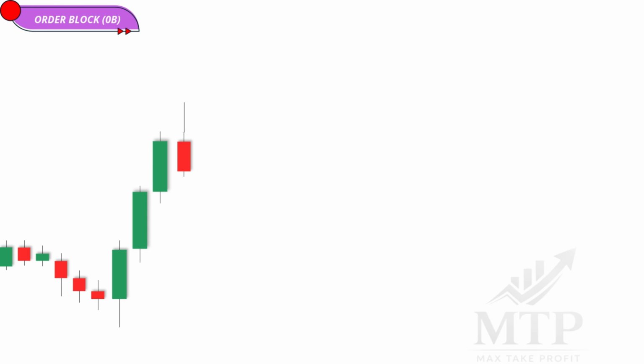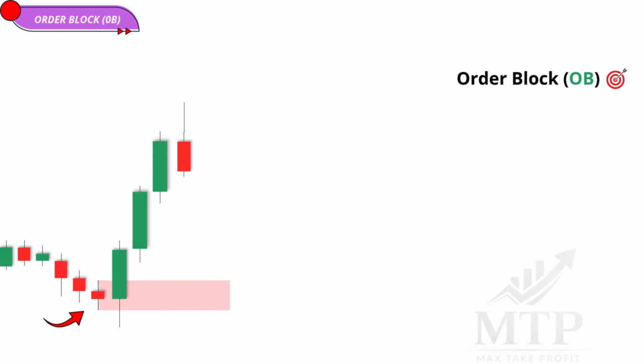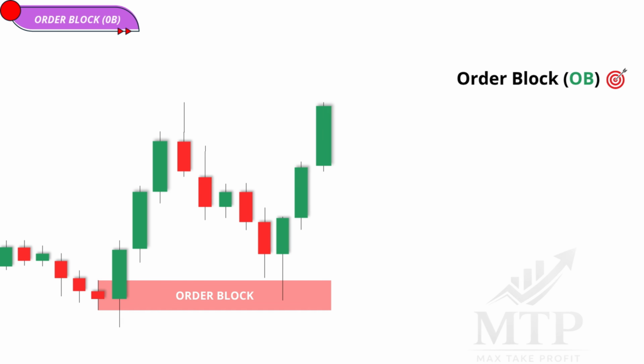Let's move on to the fourth tool, the order block, the OB. This is the favorite tool of ICT traders, and for good reason. Simple definition. An order block is the last opposite candle before an impulsive move. Look at this red candle. It's the last bearish candle before the bullish explosion. This candle is the order block. It's the footprint of the institutional order, the place where the big players place their final sell orders before letting price fly. When price comes back to test this zone, it often reacts. It's a high probability entry point.